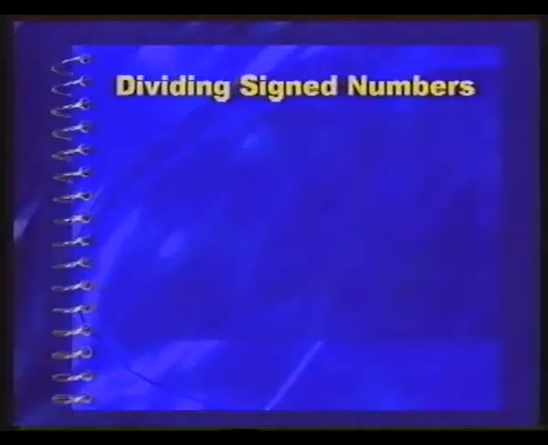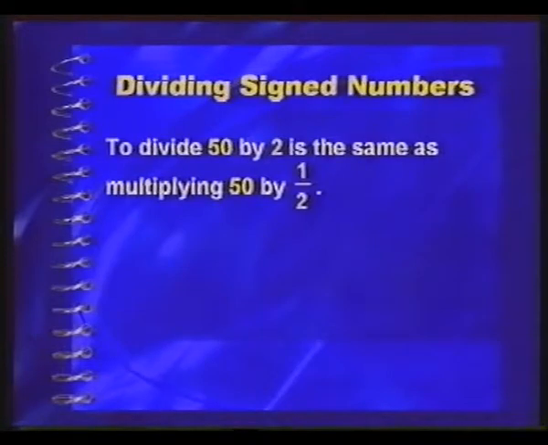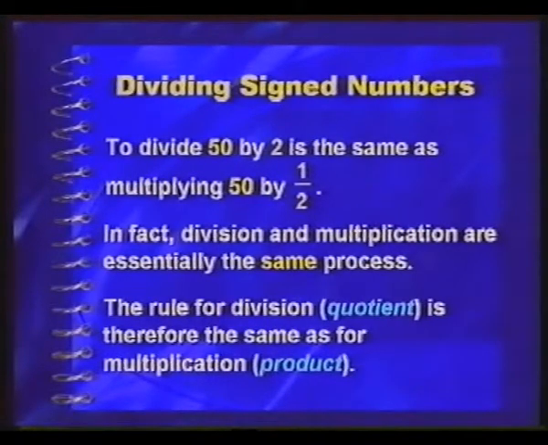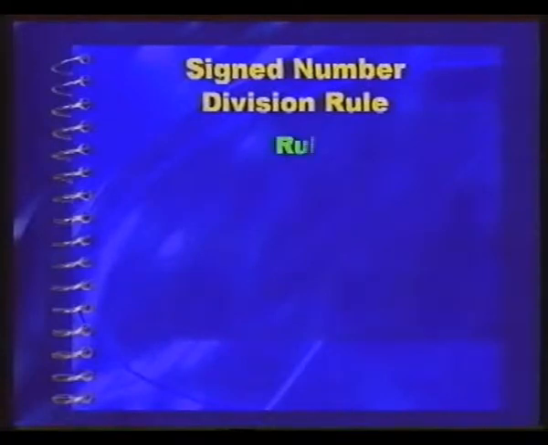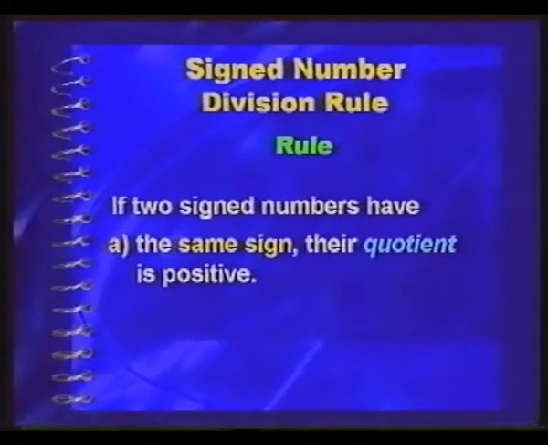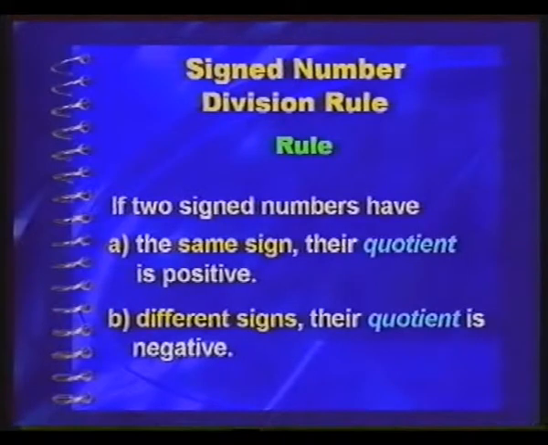You will find that the rule for division is exactly the same as for multiplication, because division is actually multiplying by the inverse. If you divide 50 by 2, that's the same as multiplying by a half. You both get 25. And so the rule for division would be the same, wouldn't it? And here it is. If you have two signed numbers and they have the same sign, the quotient, that's the fancy word for dividing, is positive, and if they have different signs, then the quotient is negative.